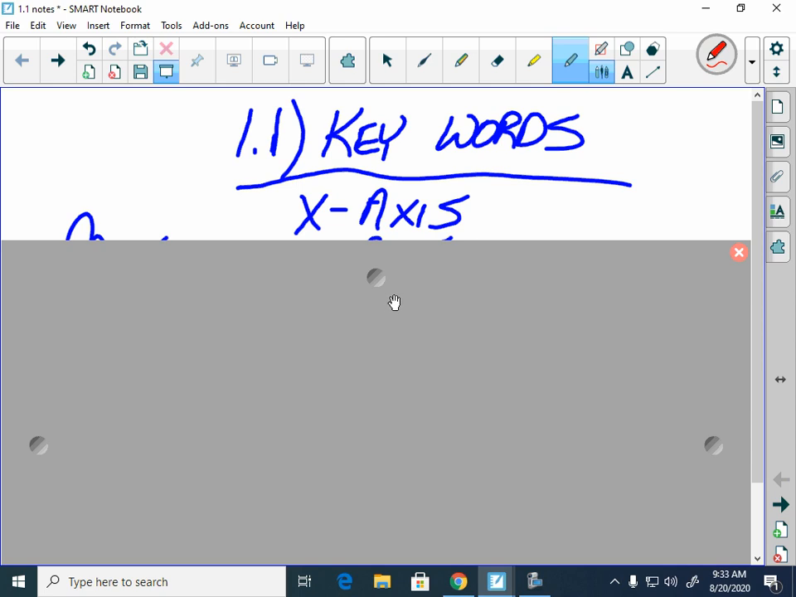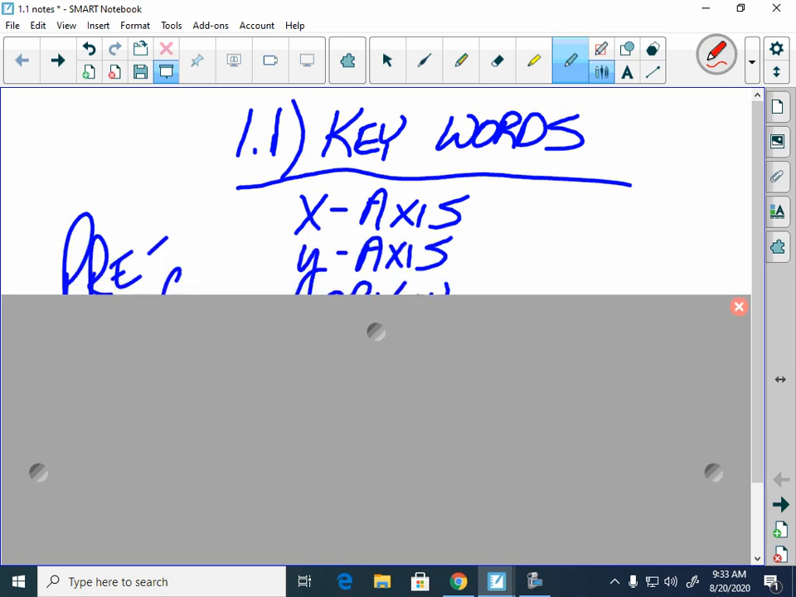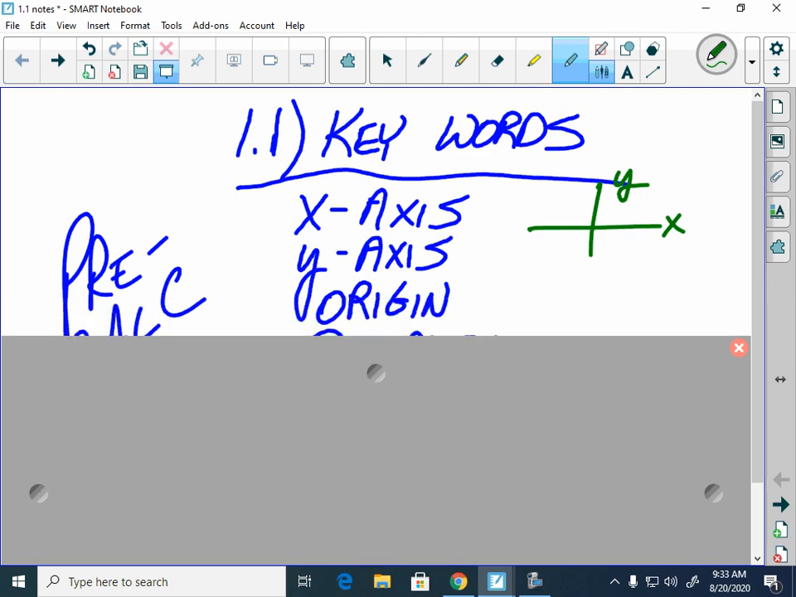Okay, so x-axis and y-axis. Just remember that the x-axis goes that way, and the y-axis goes this way. Just remember that the origin is right in the middle. So the origin.